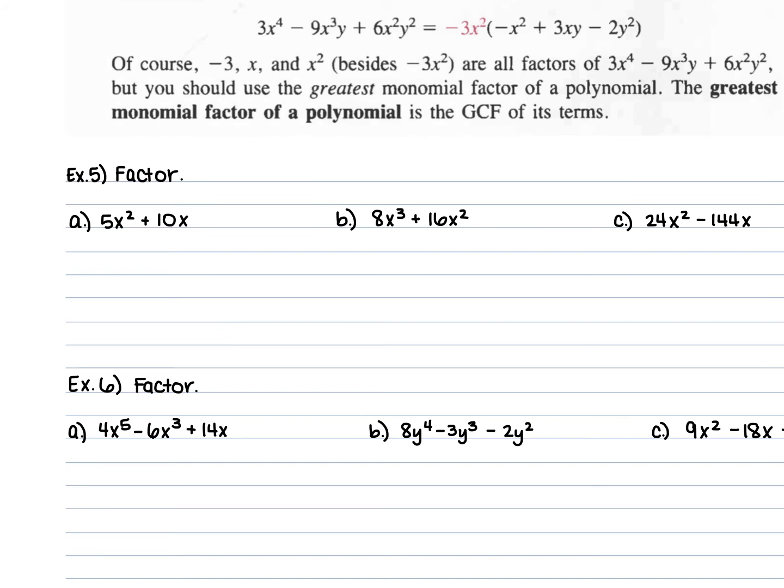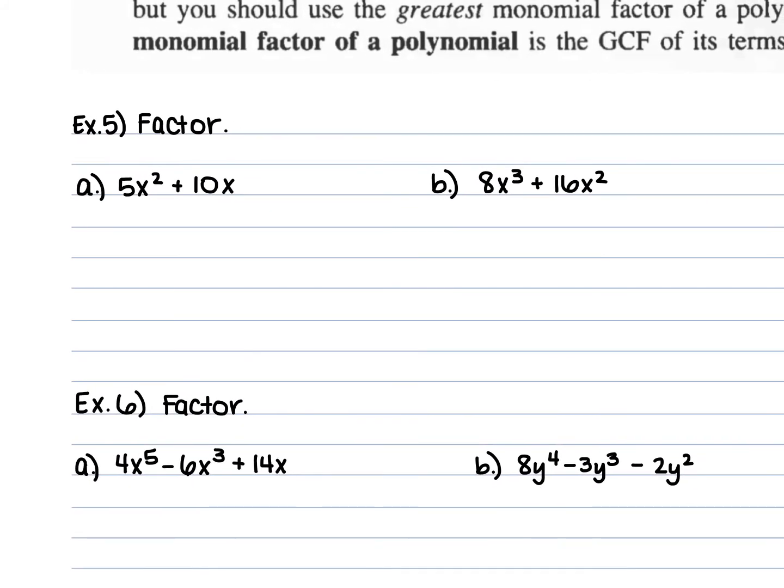So if we look at example 5a, we have 5x squared plus 10x. Your greatest common factor between the 5 and the 10 is 5. The greatest common factor between x squared and x is x. So because you're factoring out the 5x, it goes in front, and what's left over will go in a set of parentheses. So 5x squared divided by 5x is just x, and 10x divided by 5x is 2. So 5x times x plus 2 is this expression factored.